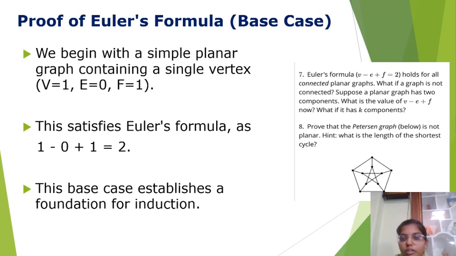What if a graph is not connected? Suppose a planar graph has two components. What is the value of V minus E plus F? Now, what if it has k components? Prove that the Petersen graph is not planar.